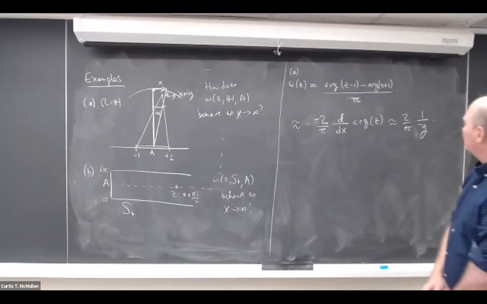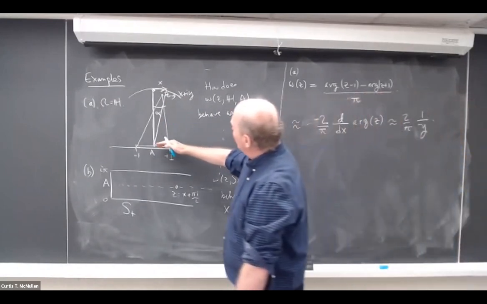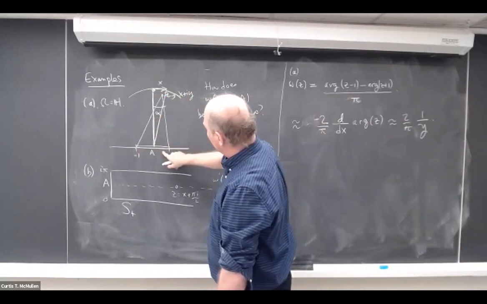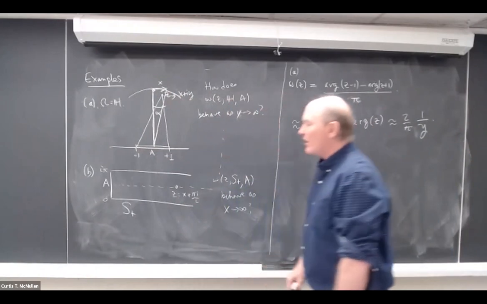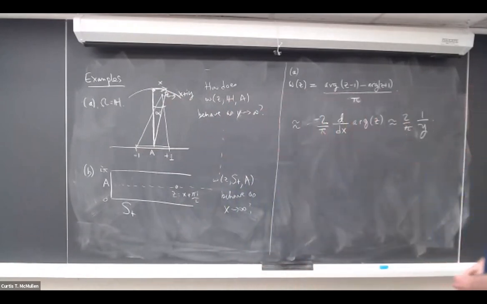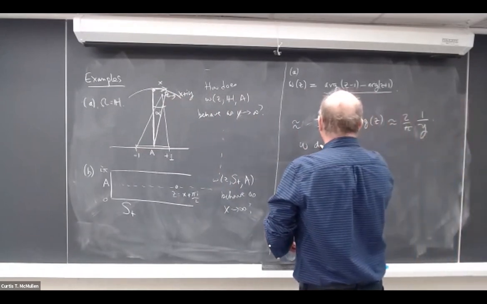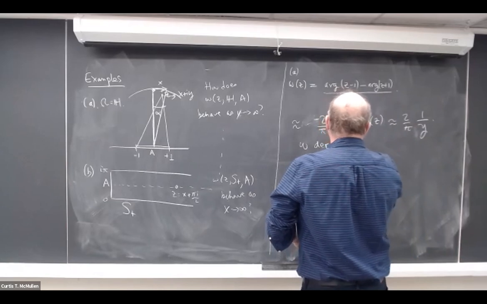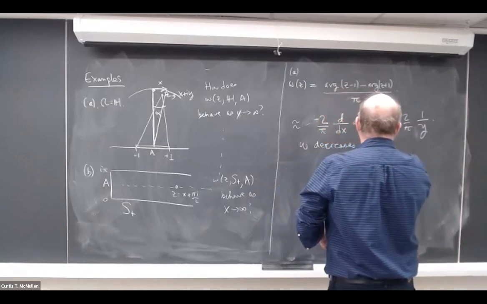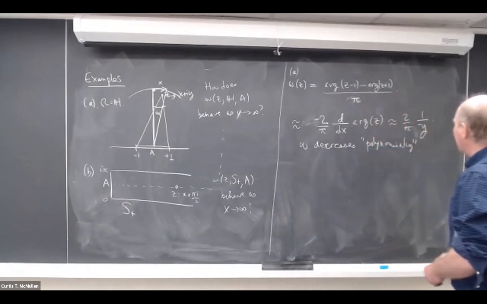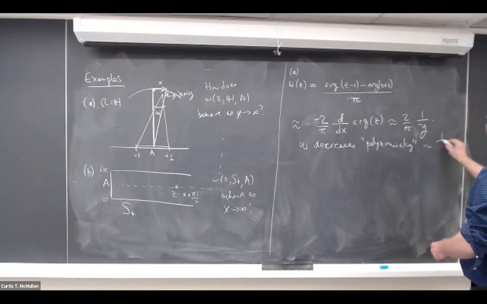So what we see is that as you move along the imaginary axis, the visual angle of A goes to 0, but it goes to 0 at a polynomial rate. It's 1 over y to the power 1. So harmonic measure decreases polynomially, or by a power law. In other words, it's something like 1 over y to some power.